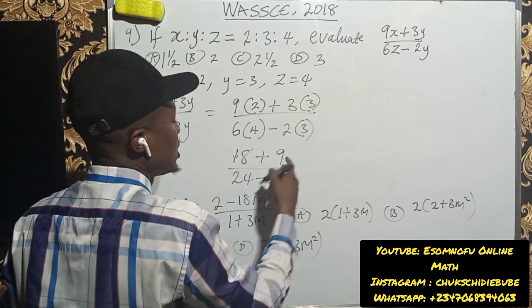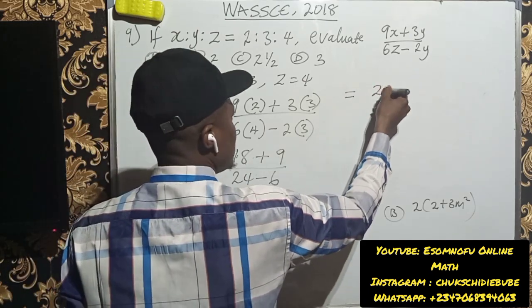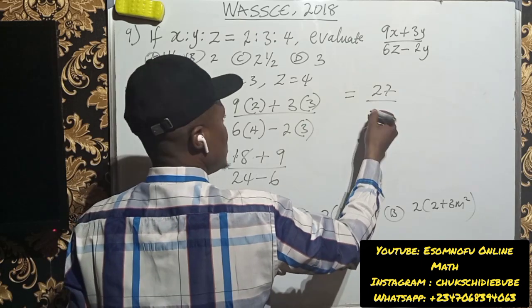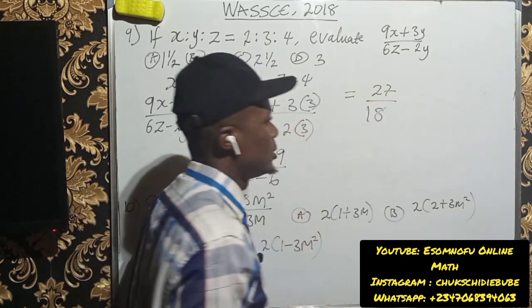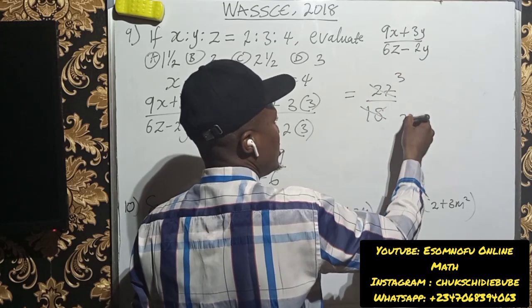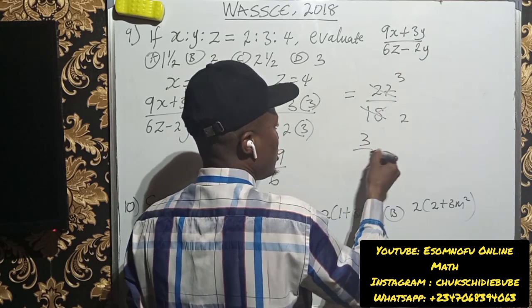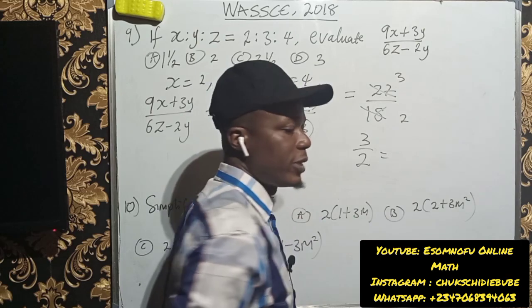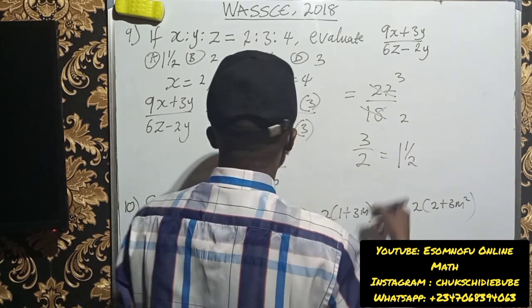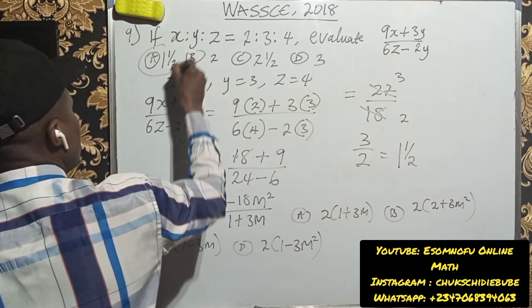So 18 plus 9 is the same thing as 27, all over 24 minus 6, which is the same thing as 18. Now 9 can divide. 9 divided into 27 is 3. 9 divided into 18 is 2. So we have 3 over 2, which when expressed as a mixed fraction will give us one whole number 1 over 2. So the answer is option A.